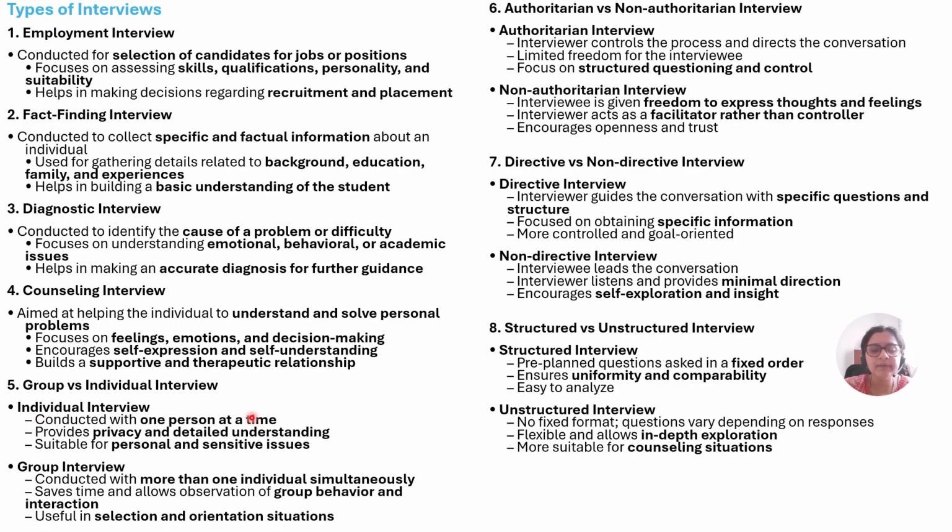Group versus individual interview. What is individual interview? It is conducted with one person at a time. Okay, there is a lot of privacy and confidentiality maintained in an individual interview. Group interview, it is conducted with more than one individual simultaneously. This is mainly used to understand group behavior. Okay. It is mainly used in orientation courses. Authoritarian versus non-authoritarian interview. In an authoritarian interview, the interviewer, the person who is conducting the interview, controls the interview process and directs the conversation. There is limited freedom to the interviewee. Okay.